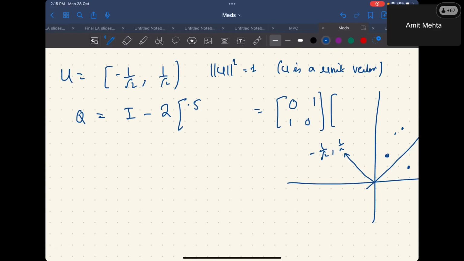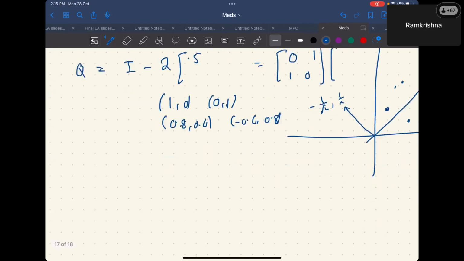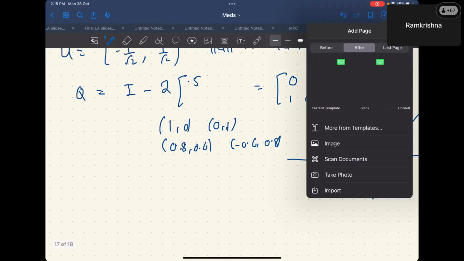Yes. For example, simple ones you can take are like 1, 0 and 0, 1. You can look at 0.8, 0.6 and negative 0.6, 0.8. All of these will be unit vectors, and you can see how the projection matrix will change appropriately. Okay, nice.